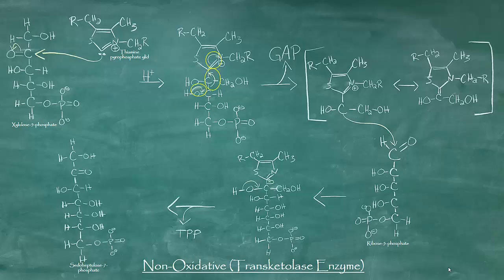The thiazyl ring forms a resonance-stabilized carbanion. The carbanion attacks the aldehyde carbon of the ribulose 5-phosphate produced in the oxidative phase. This produces the thiamine pyrophosphate product. The intermediate undergoes an elimination reaction to yield acetoheptulose 7-phosphate, also known as S7P.